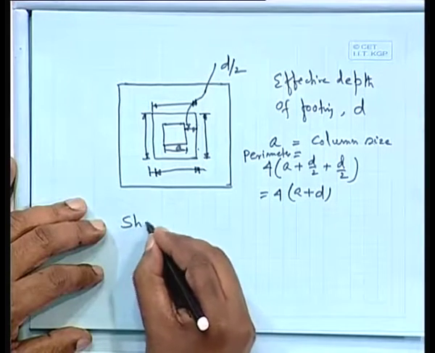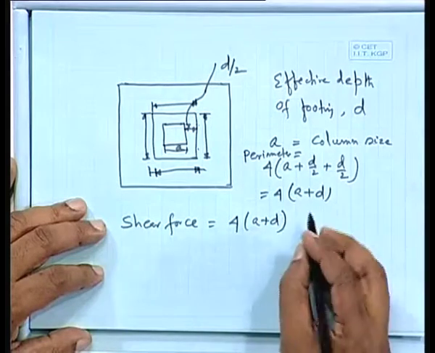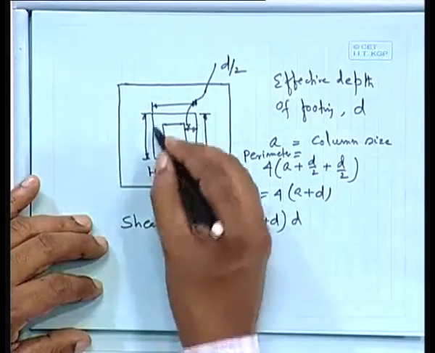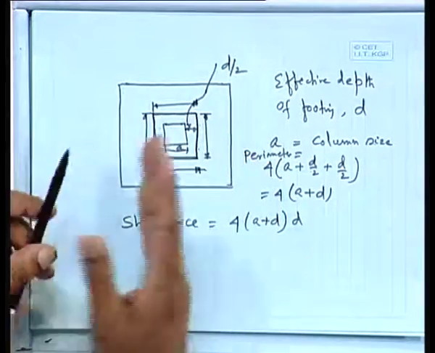What about the shear force? The shear force will be equal to total shear force 4 times A plus D times the depth D. Please note, we are talking the perimeter, this is the perimeter. What about the area? I can say the calculator that we are putting here is the column, and we are going at a distance D by 2 in all sides.